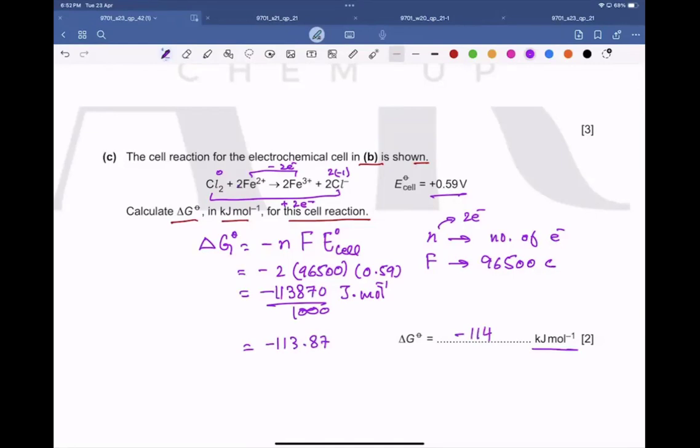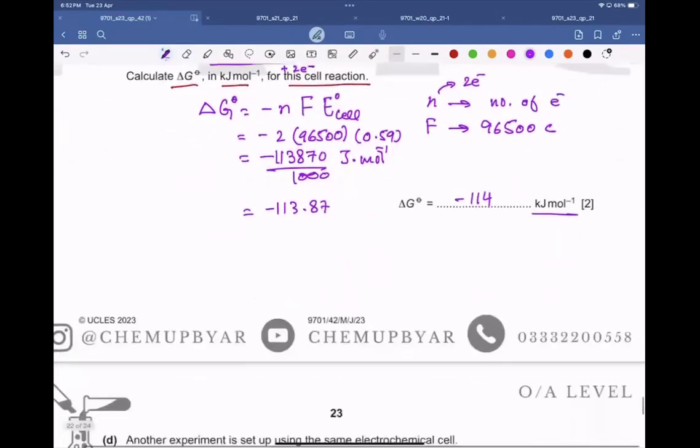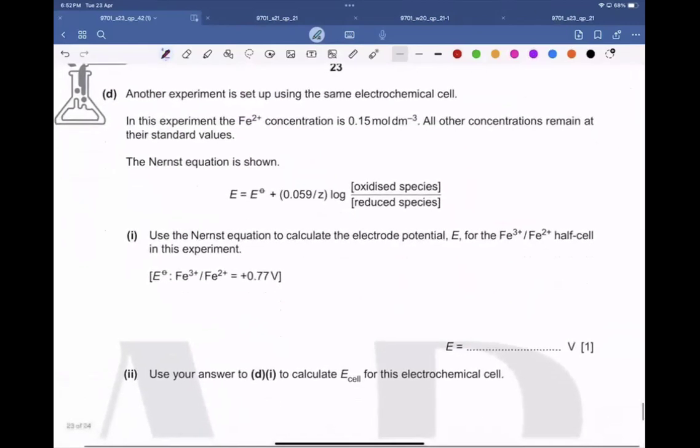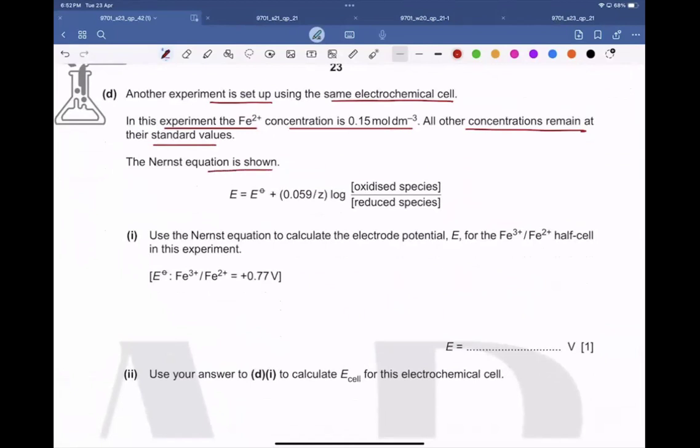Is this clear to all of you? Okay. Now, another experiment is set up using the same electrochemical cell. Okay. In this experiment, Fe2 positive ion concentration is 0.15 mole per dm cube. All other concentrations remain at their standard value. So the half cell would become non-standard. The Nernst equation is shown. Okay. Use the Nernst equation to calculate the electrode potential of the Fe3 positive, Fe2 positive half cell in this experiment.